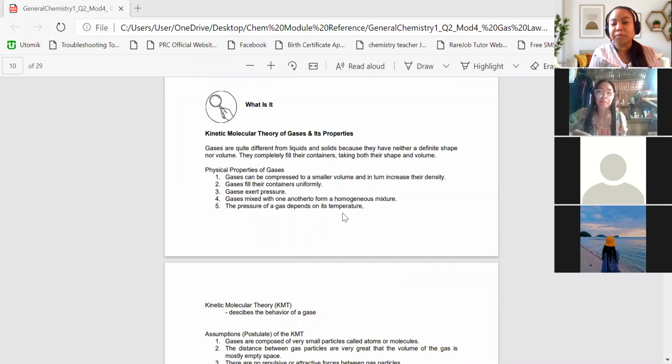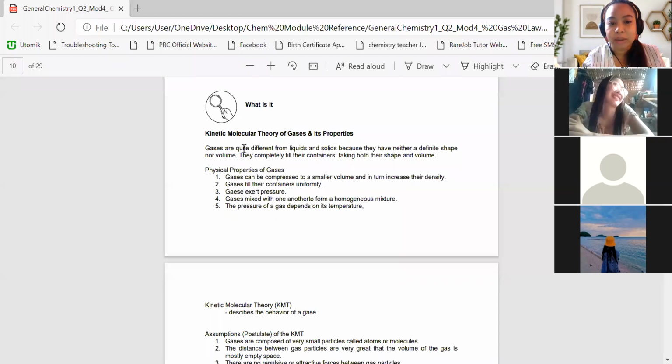So gases are quite different from liquids and solids. Why are they different from solids and liquids? Liquids and gases are similar in that they take the shape of their container. But a liquid cannot fill the entire container. You have noticed that when you put a liquid in a glass, the top curves. We call it the meniscus. If you put water in a transparent glass and focus on the tip, it is curved. We call it the meniscus.